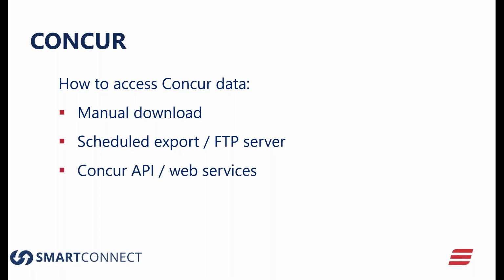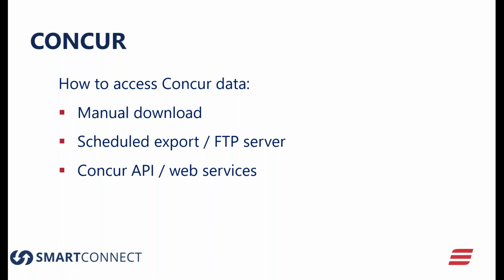The third option is we can go ahead and grab this data from the Concur API or through their web services. Now, the interesting thing with this is that if we're still working with that extract data, that data that we need to generate GL or AP from, if we call their API, that API still returns a file. It's kind of an odd process.